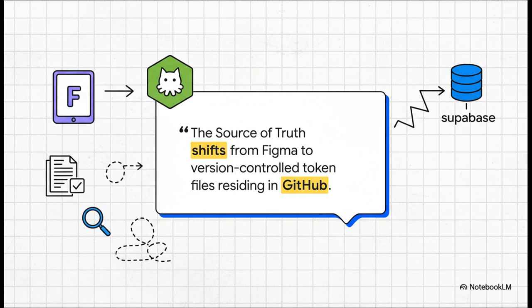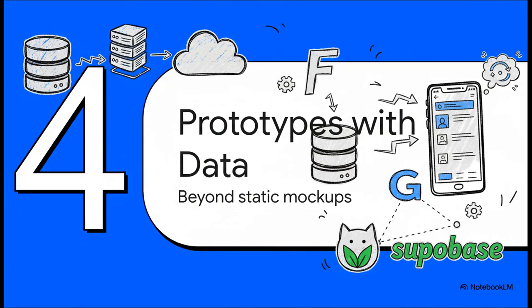And that isn't just a technical change, it's a huge cultural one. Design changes are now treated with the same rigor as application code, complete with reviews, version history, and a full audit trail. Okay, let's move on to our second loop. This one takes us way beyond those static, lifeless mockups. This is where we connect our designs to a real, live backend. And believe me, it's where things get incredibly powerful for prototyping and getting real user feedback.